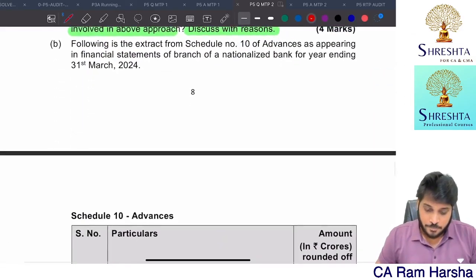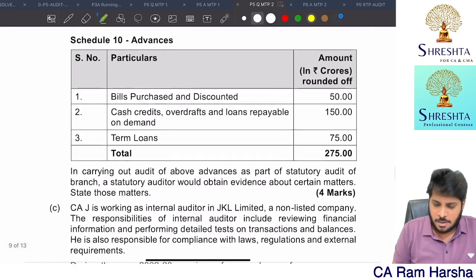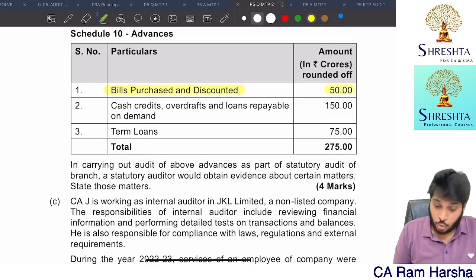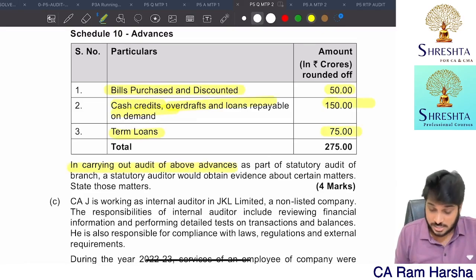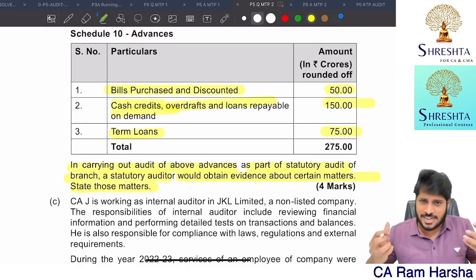So the next one. Following is the extract from schedule number 10 of advances as appearing in the financial statements of a branch of a nationalized bank for the year ended. Advances: bills purchased and discounted 50 crore, cash credits, OD and all 150 crore, term loans 75. In carrying out the audit of above advances as a part of stat audit of a branch, a statutory auditor would obtain evidence about certain matters. When you are carrying out audit of advances, you will generally get evidence on certain matters.